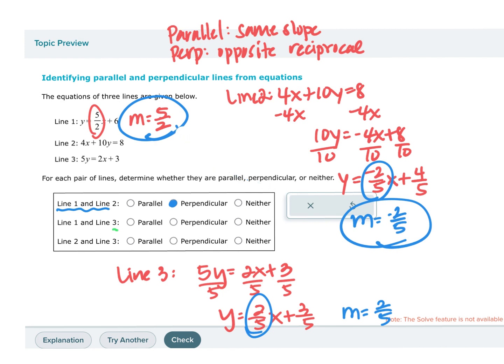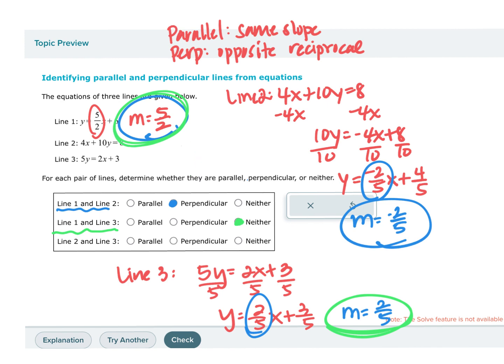Now the problem says to look at line 1 and line 3. So line 1 has a slope of 5 over 2. Line 3 has a slope of 2 over 5. They are not the same, so they are not parallel. And if you flip line 1's slope, you get 2 over 5 and change the sign to be negative. That's not what you have for line 3. So they are neither parallel nor perpendicular.